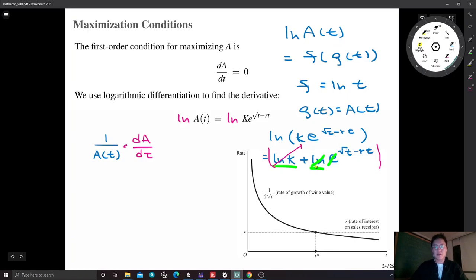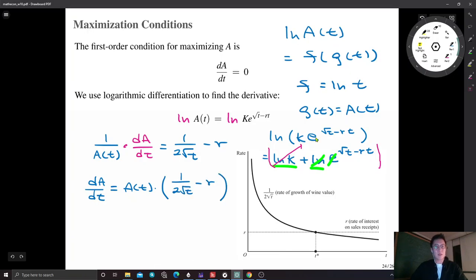And the derivative of square root of t is 1 over 2 square root of t, and minus rt becomes minus r. Okay. So dA over dt is A of t times 1 over 2 square root of t minus r. So by multiplying both sides by A of t, we obtain this. Then A of t is the present value of future revenue, so k e to the square root of t minus rt, times 1 over 2 square root of t minus r.